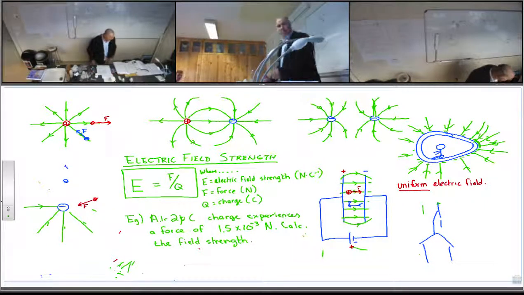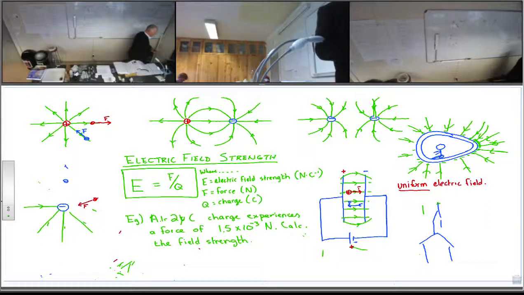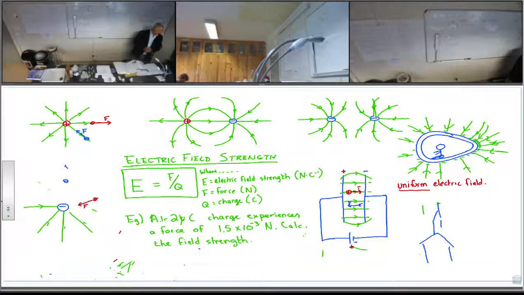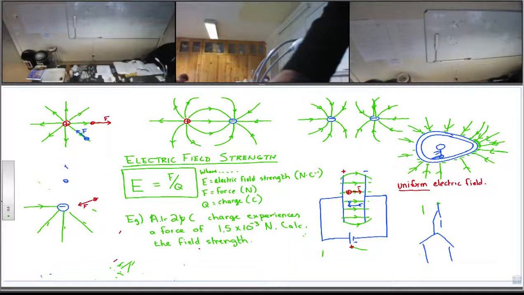Right, let me read that. A 2 microcoulomb charge experiences a force of 1.5 times 10 to the minus 3 newtons. Calculate the field strength. While you're doing that, I'm going to go and make your copies.